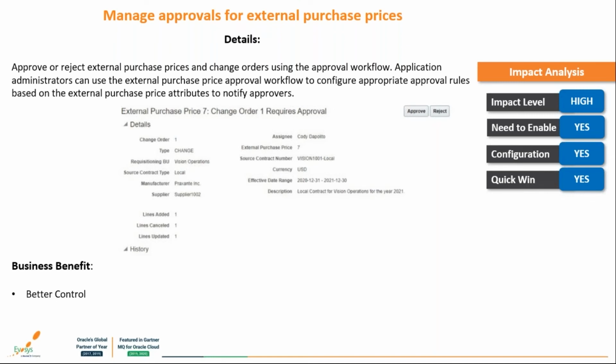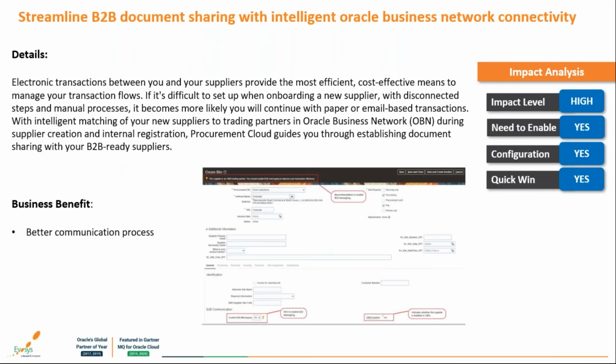The business benefit is better control. The impact level of this feature is high. You need to enable this feature. You need to configure this feature, and of course, it's quick win. The next feature is Streamline B2B document sharing with intelligent Oracle Business Network connectivity.